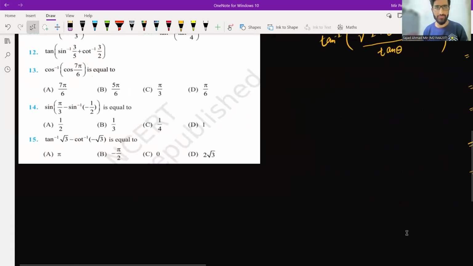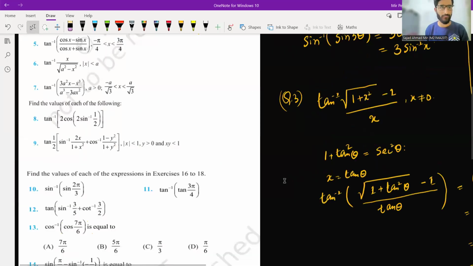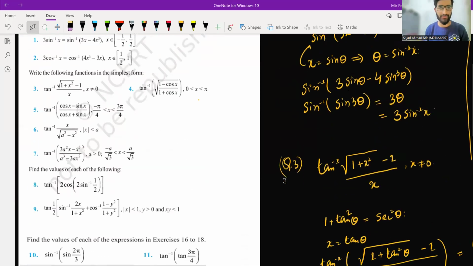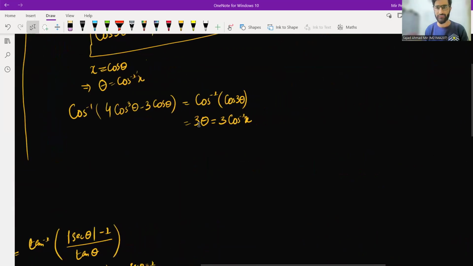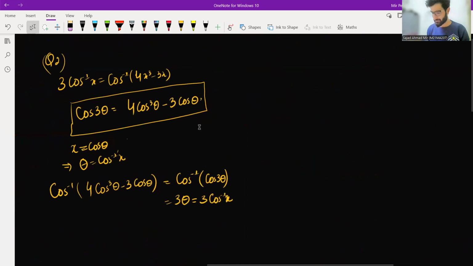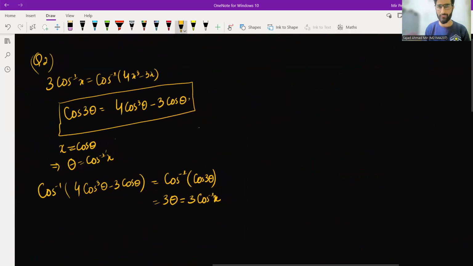Now let's move to the next question. So we did question number 3. Let's go to question number 4. Tan inverse of root of 1 minus cos of x divided by 1 plus cos of x. Let's try to simplify this. Question number 4.